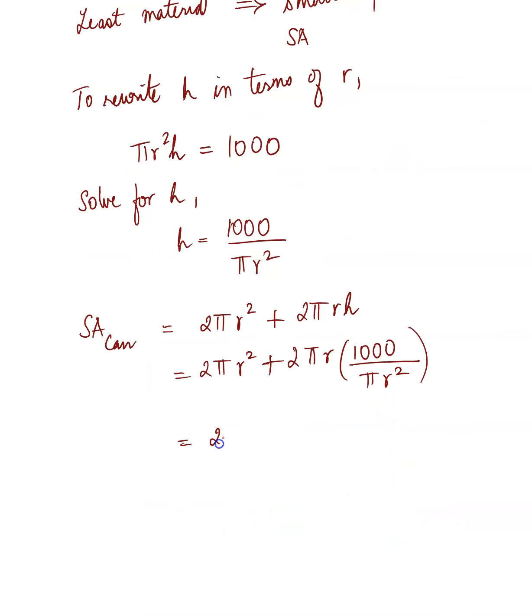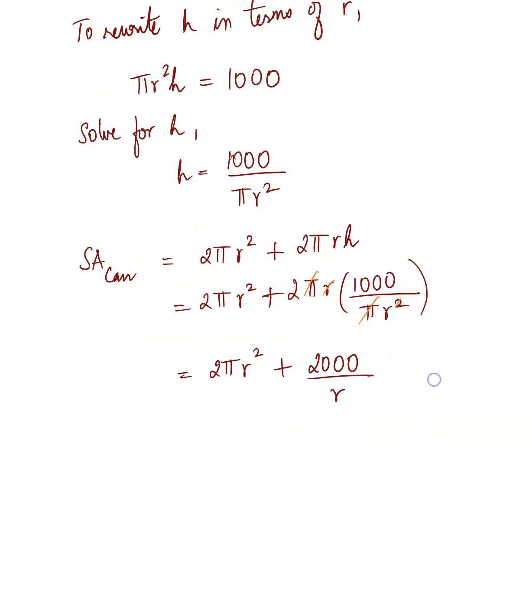If we clean this up and simplify it, we have 2 pi r squared plus, the pi's cancel off, one of the r's will cancel off, and that leaves us with 2000 over r. So this is the surface area formula, and we need to find the appropriate r, because that's the only dimension that's going to adjust it for us. We can use r and indirectly know what h should be to know what least material to use.